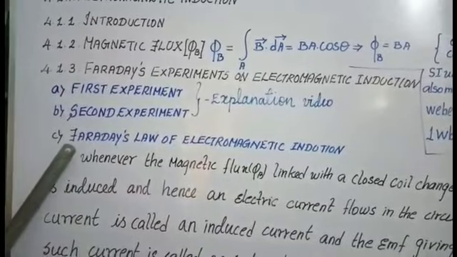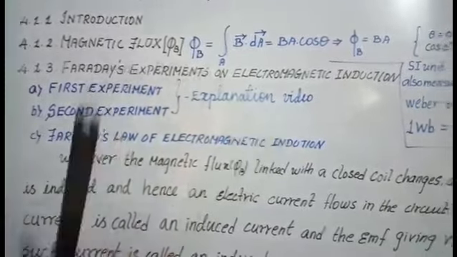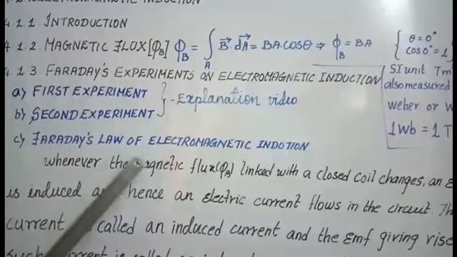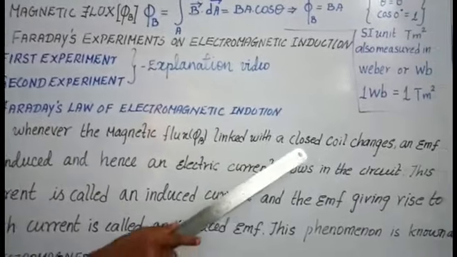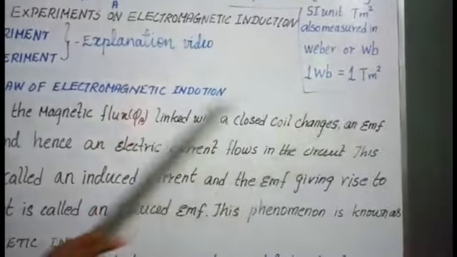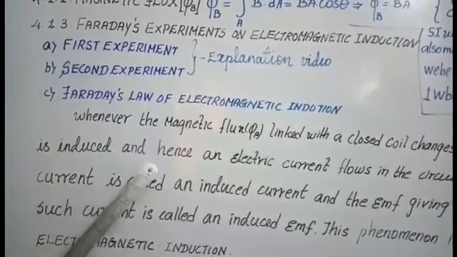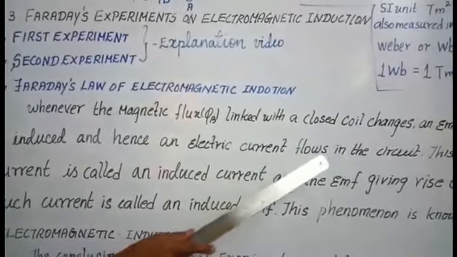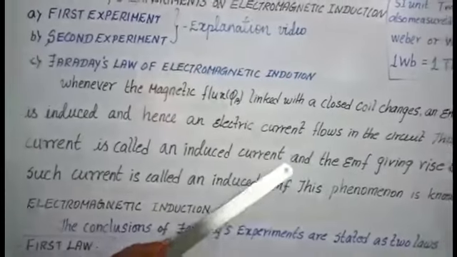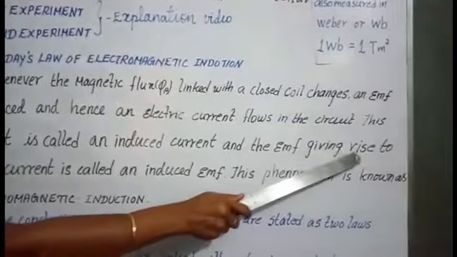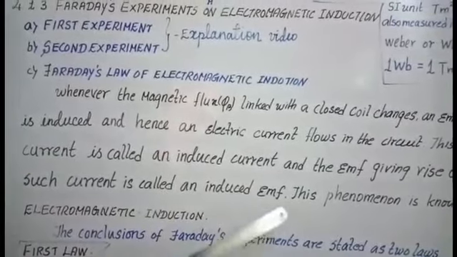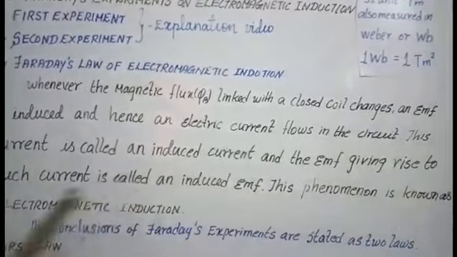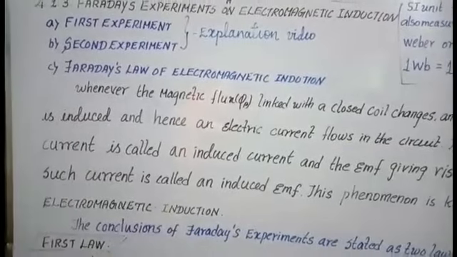Third subdivision: Faraday's law of electromagnetic induction. What is Faraday's law of electromagnetic induction? Whenever the magnetic flux linked with a closed coil changes, an EMF is induced and hence an electric current flows in the circuit. This current is called an induced current, and the EMF giving rise to such a current is called an induced EMF. This phenomenon is known as electromagnetic induction.